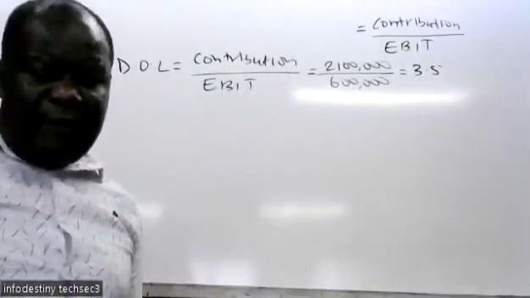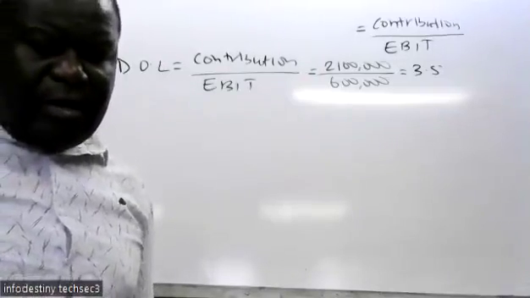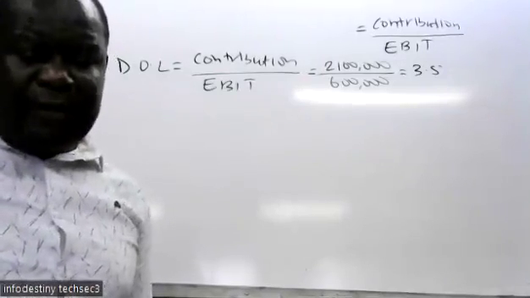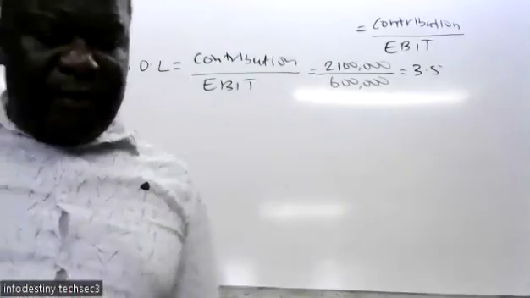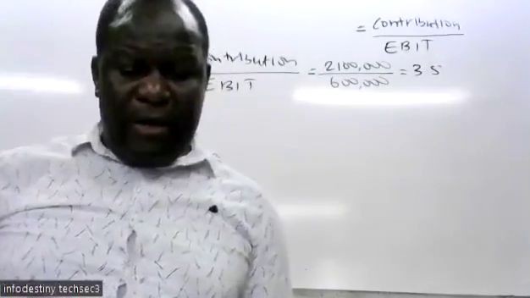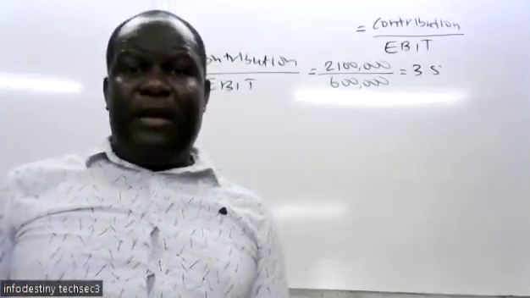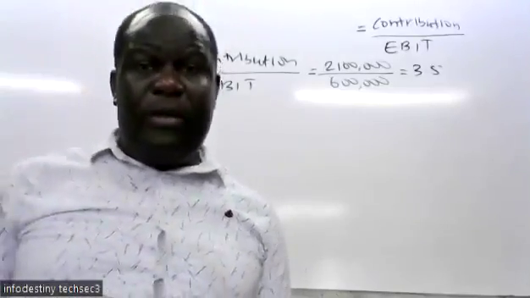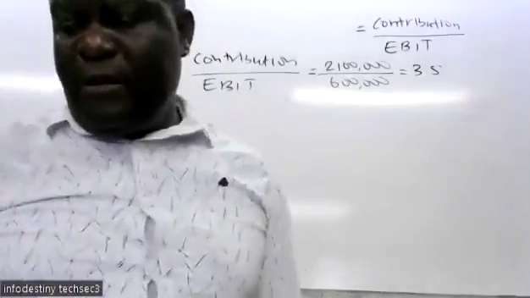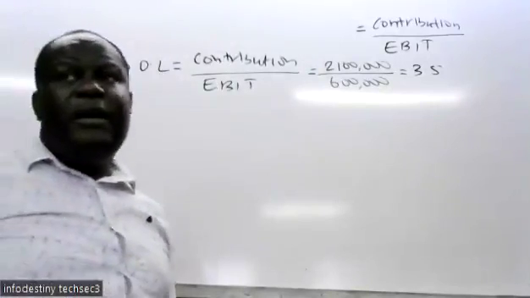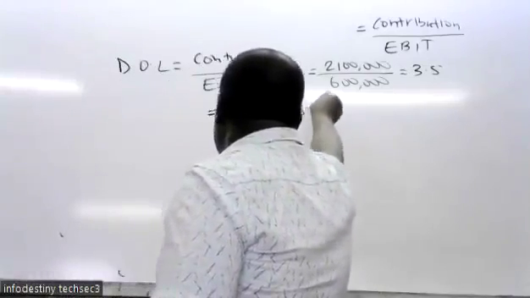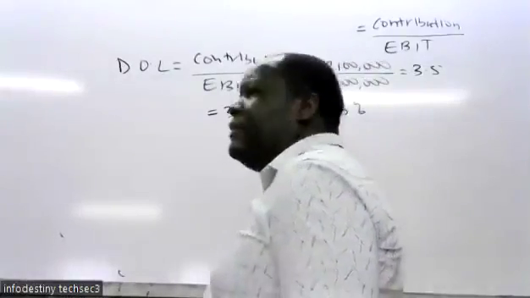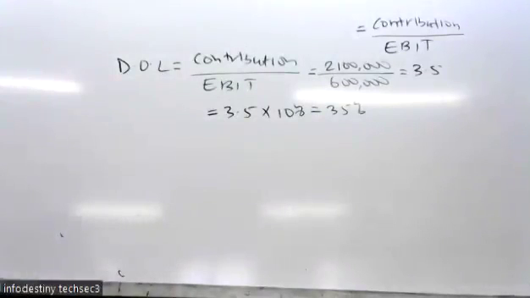After getting the 3.5, we can add a paragraph noting that if the sales increase by 10%, then the earnings before interest and tax will increase by 3.5 multiplied by 10%, which is the same as 35%. That is now the concept of leverage.